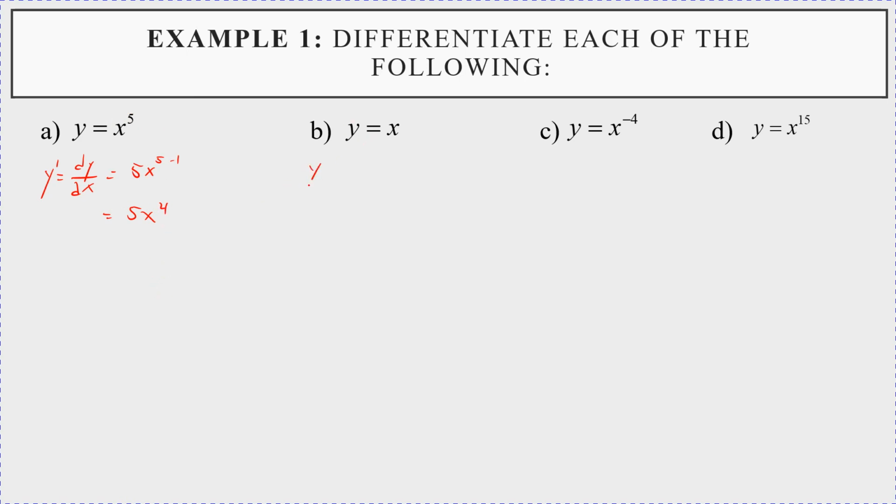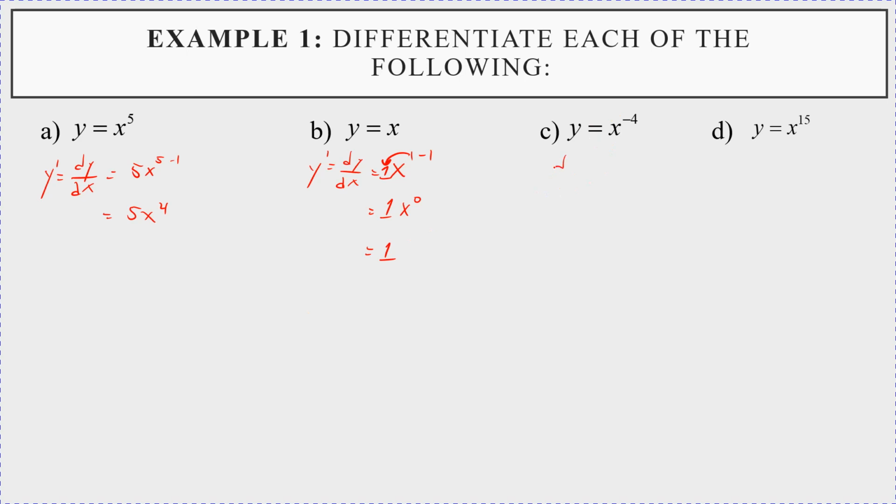Here, again, y prime, which is the same thing as dy dx. Well, to help you solve this, to find the derivative of just x, rewrite this as x to the 1st power, okay? So you're going to bring down the 1, and it's going to be 1 minus 1. Well, you get 1 times x to the 0 power. Well, anything raised to the 0 power is just 1.